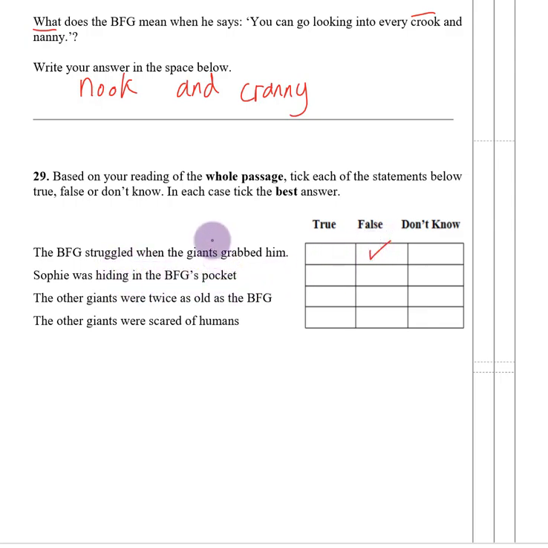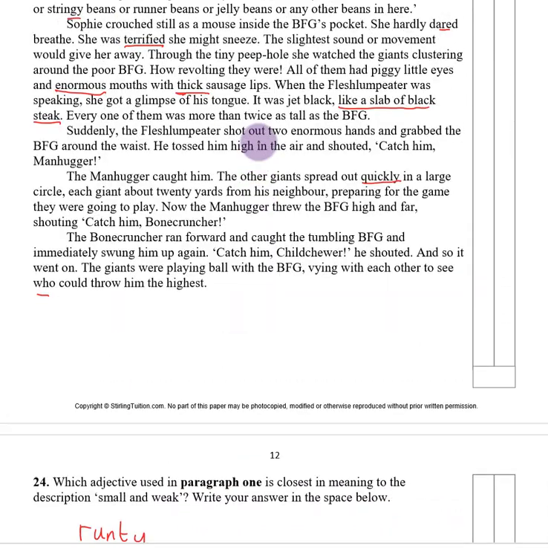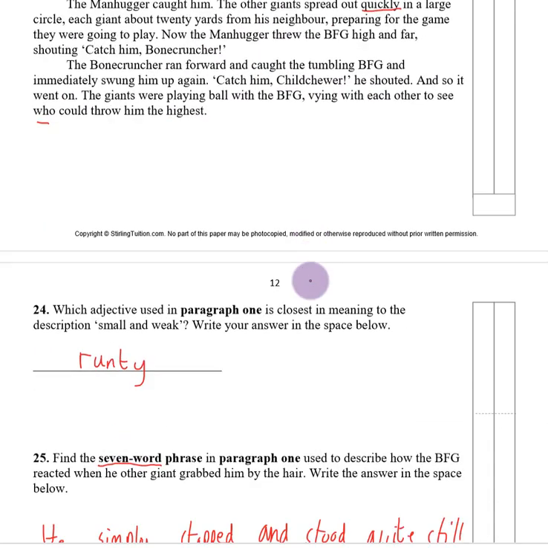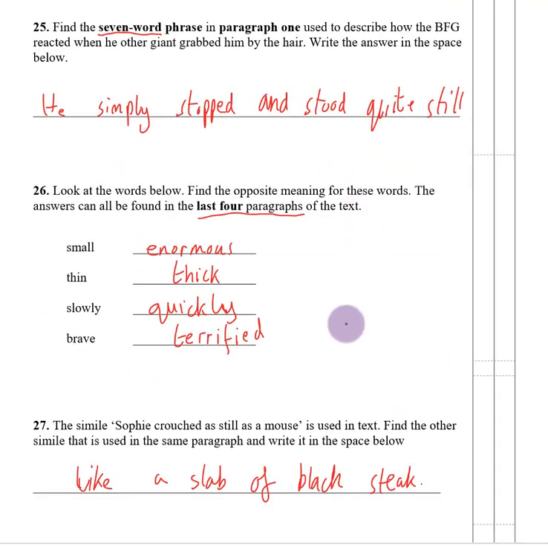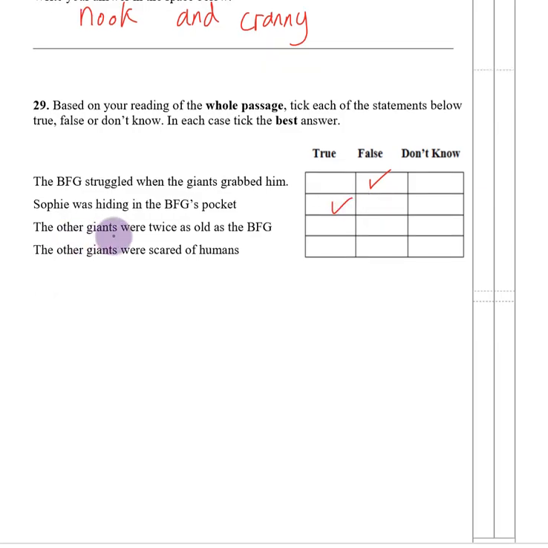Sophie was hiding in the BFG's pocket. And if we look up here, it actually tells us where she was hiding. So Sophie crouched as still as a mouse inside the BFG's pocket. So yeah, she's inside the pocket. So that means that that is actually true.